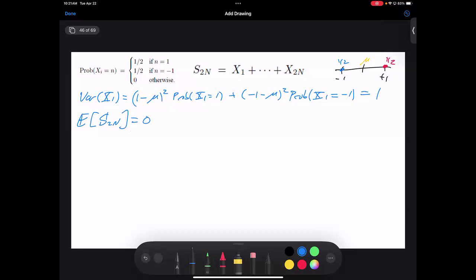Zero. And the variance of S2n is going to be 2n times the variance of x1 because they're all the same. So it's just going to be 2n. So I could standardize S2n and have something converging to the standard normal. Or I could say S2n should be converging to a normal. What should the mean of that normal be?